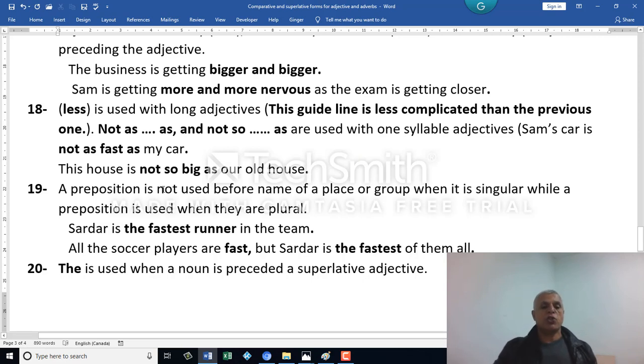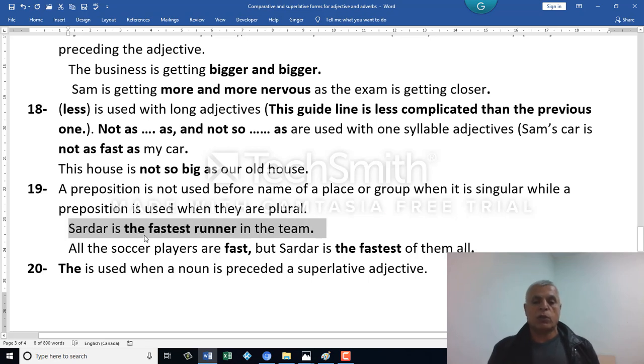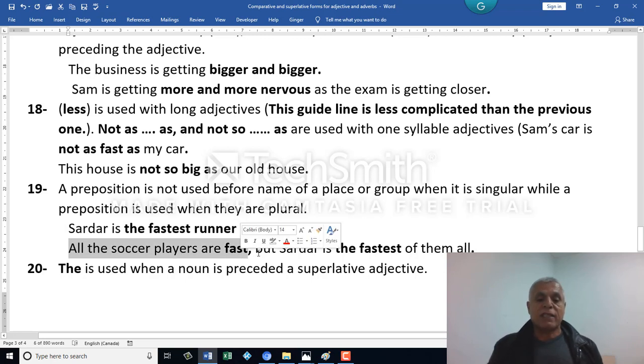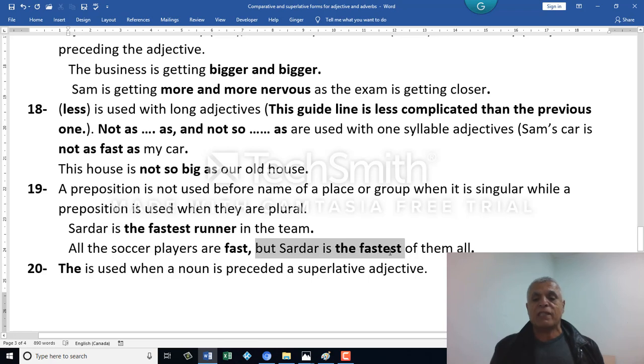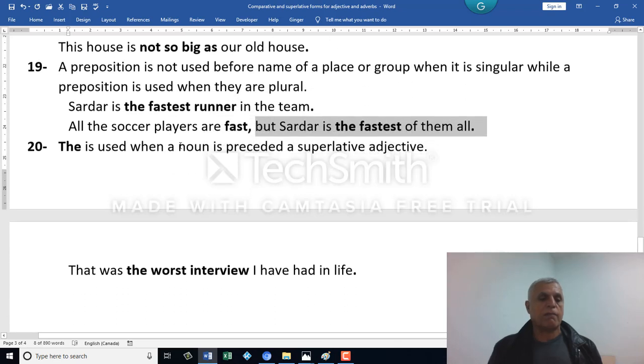Then we have a preposition is not used before the name of a place or group when it's singular, while a preposition is used when they are plural. For example, Sardar is the fastest runner in the team. If you look here, because it is singular, then you could use that. And then look, if we look at the second sentence, all the soccer players are fast, but Sardar is the fastest of them all.